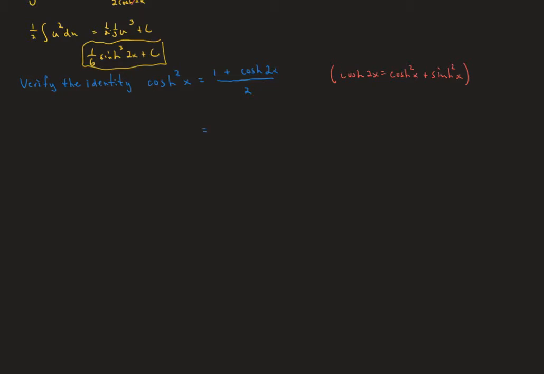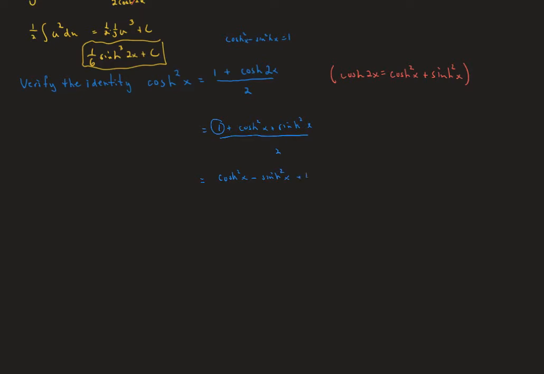So we're going to take that right side and play around with it to make it look like the left side. So we will replace that hyperbolic cosine of 2x by the hyperbolic cosine squared of x plus the hyperbolic sine squared of x, all over 2. Then the tricky part is to say we know that the hyperbolic cosine squared minus the hyperbolic sine squared of x is equal to 1. So we're going to replace this 1 by exactly that: the hyperbolic cosine squared of x minus the hyperbolic sine squared of x.